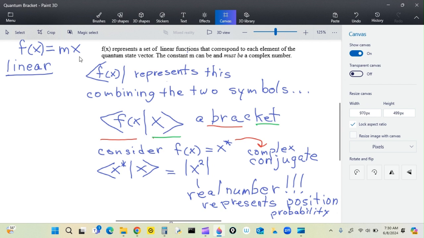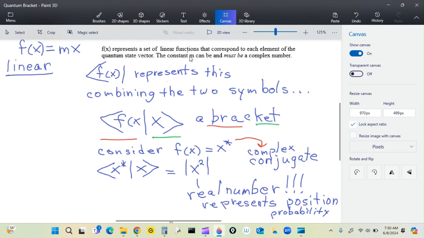Let's consider this. f(x) = m times x. That is the simplest linear equation. That is the typical linear equation. And these coefficients of x are going to be a series of different things. For each one of these quantum state elements, I'm going to say f(x) represents a set of linear functions that corresponds to each element of the quantum state vector.